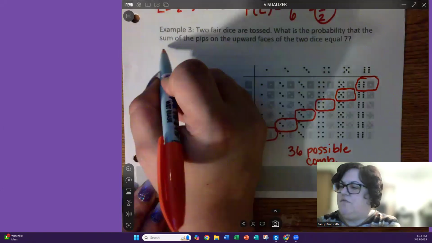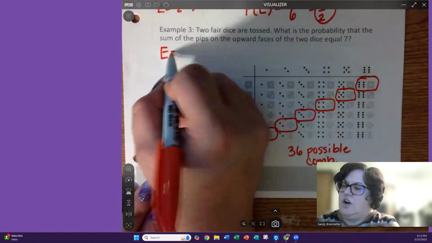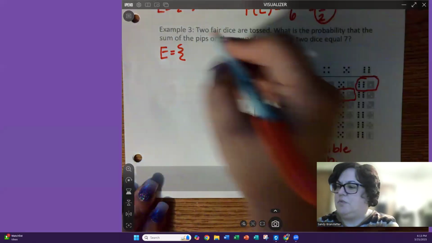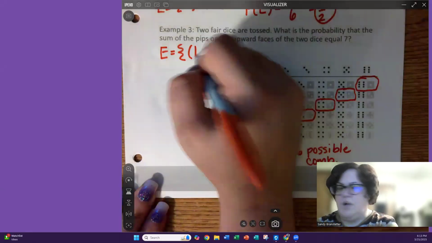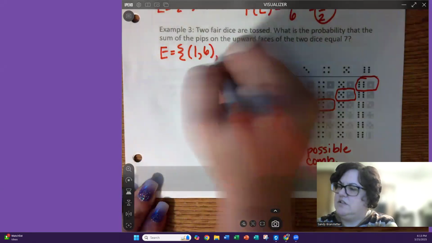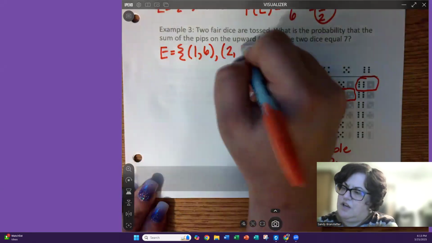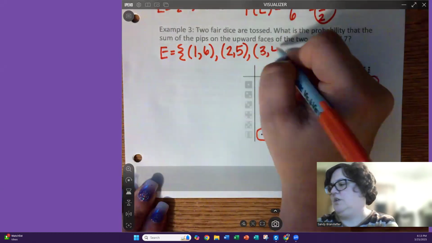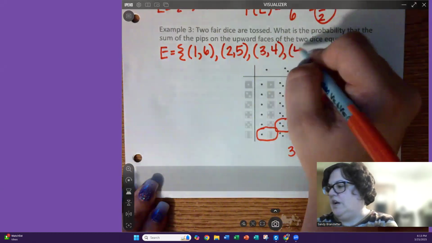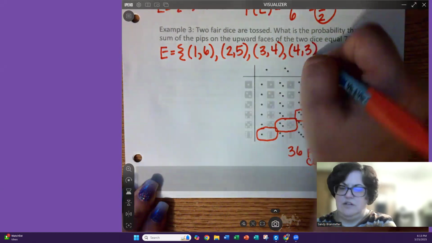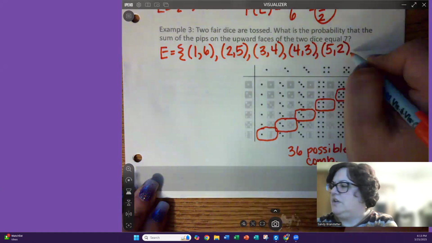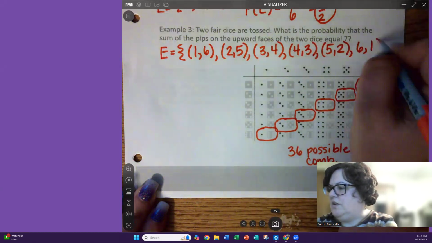And then my event are the pairs that add up to 7. So I'm going to write them as ordered pairs. So 1 and 6, 2 and 5, 3 and 4, 4 and 3, 5 and 2, 6 and 1.